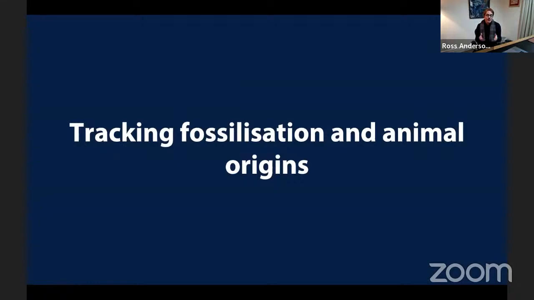Now, if you've been to PalAS over the last 5 years or so, you'll have heard me talk more than once about the taxonomy of early soft-bodied organisms, including animals. And today, I'm going to combine the results of these individual studies to track fossilization processes across the critical interval from 1 billion years ago to 500 million years ago, in order to understand the extent to which the early fossil record can faithfully document the origin of animals.